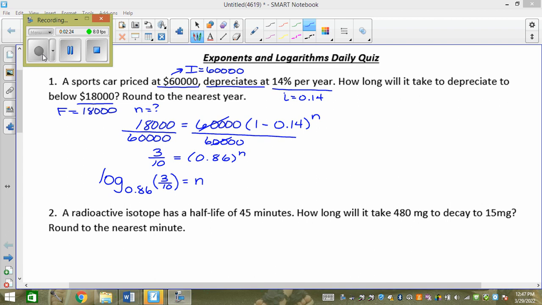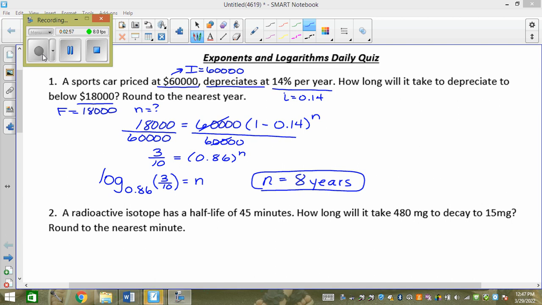But what if it was 7.1? And I want, how long will it take to depreciate to below 18,000? If it was 7.1, would I say 7? No, because it wouldn't be below 18,000. It would be a bit above, right? So I'd still have to go to 8, even if it was 7.1. This one just rounded nicely. So n equals 8 years. And if this is a written response, we would write ourselves a little sentence, and we would say, it takes 8 years for the sports car priced at $60,000 to depreciate to below $18,000, right?